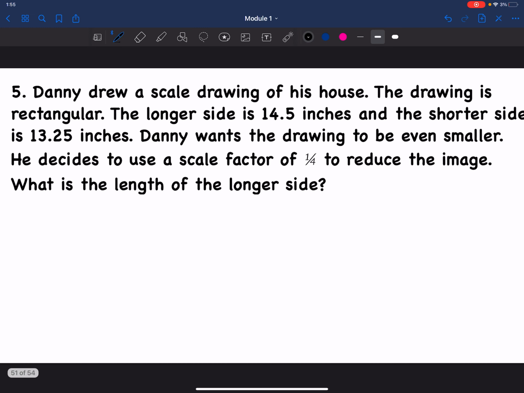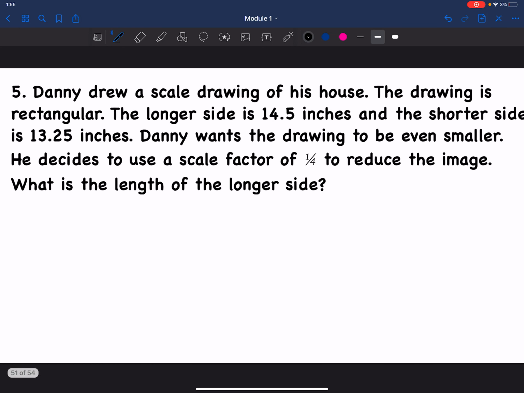Danny drew a scale drawing of his house. The drawing is rectangular. The long side is 14.5 inches and the shorter side is 13.25 inches. Danny wants the drawing to be even smaller. He decides to use a scale factor of 1/4 to reduce the image. What is the length of the longer side?